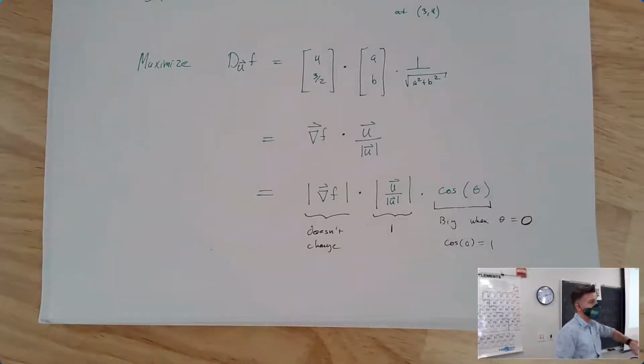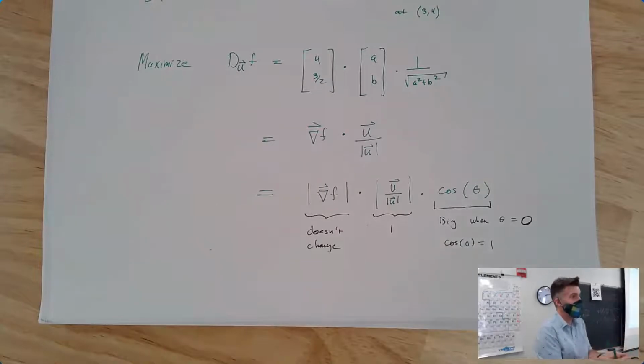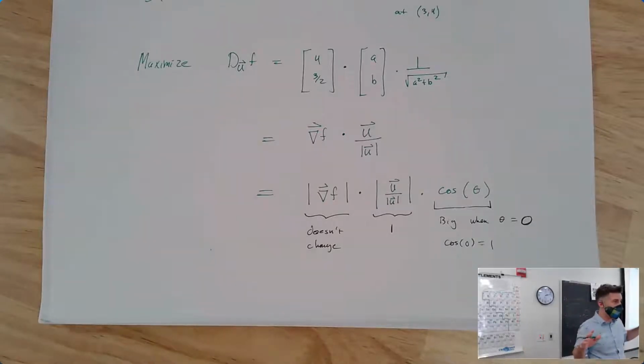You get the biggest value for the directional derivative when the angle between the gradient and the direction is 0. Or in other words, you get the biggest directional derivative when you're in the direction of the gradient. Let me say that again. The gradient is the direction of steepest incline, or of maximal increase, whatever you want to call it. So if you're on the hill and you want to know what direction is the steepest up, it's the direction of the gradient.